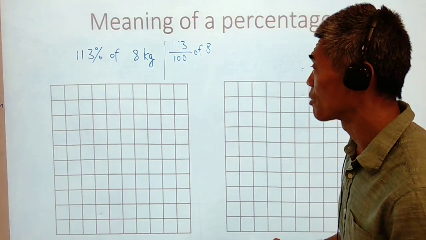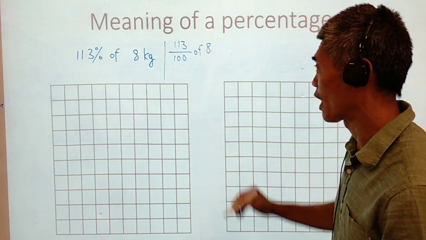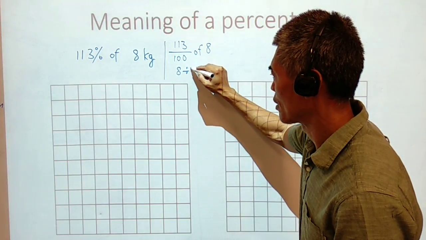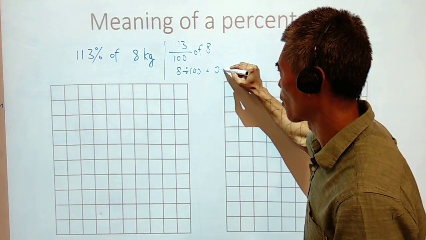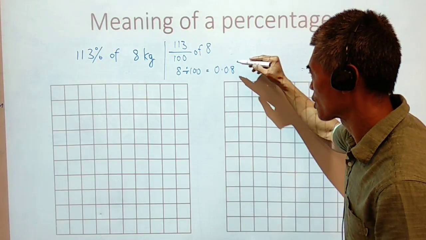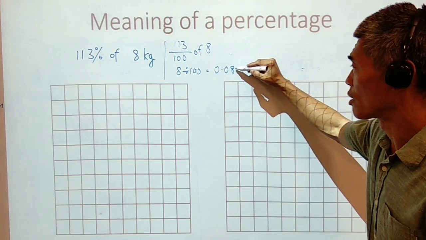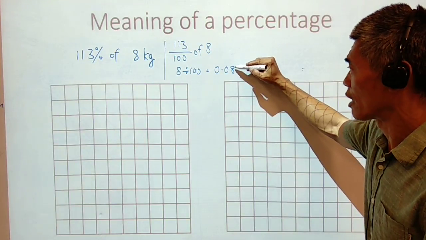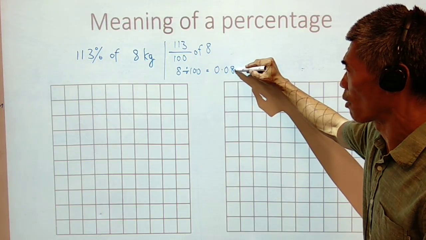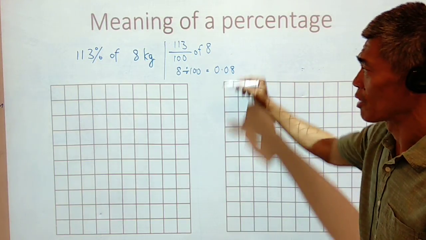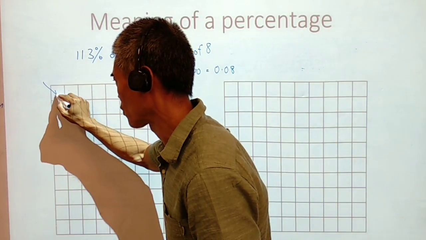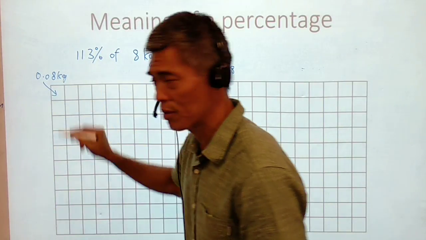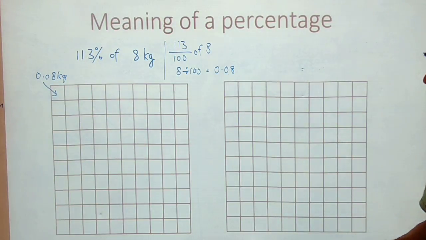So the first thing we're going to do is to divide 8 by 100. So if we divide 8 by 100, 8 divided by 100 gives me 0.08. Why? Because we start with a decimal point on the right side of 8, and then when we divide by 100, we move the decimal point 2 decimal places to the left. So it means in each of these squares over here, I have 0.08 kilograms.